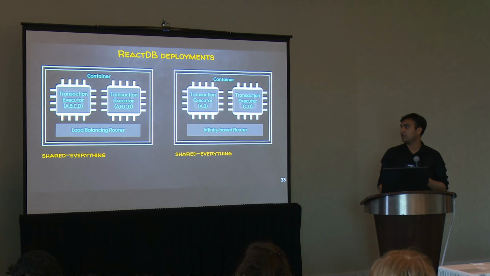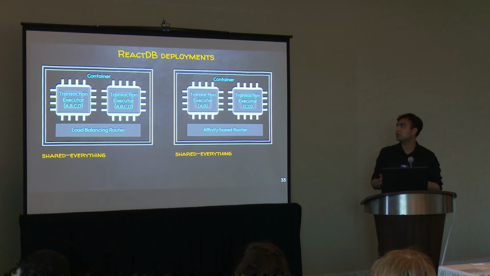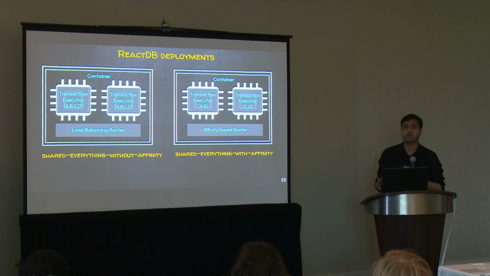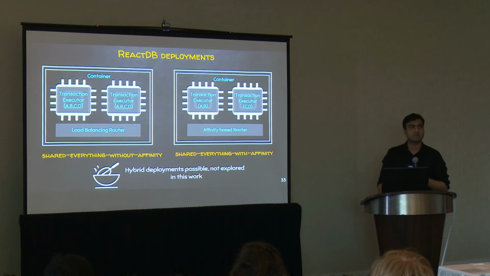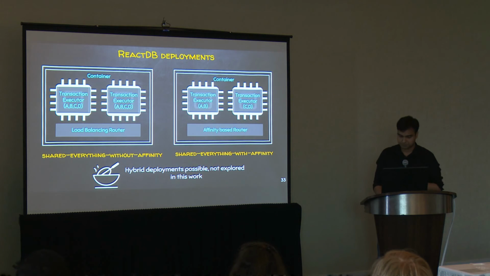Another variant of shared everything deployment is possible where you have a single container with all the transaction executors, but a disjoint set of reactors are mapped to each transaction executor. And then you have a special router that tries to maintain memory access affinities. Now, in order to differentiate between these two deployments, we refer to the classical shared everything deployment as shared everything without affinity, and the other as shared everything with affinity. It's important to note that transaction logic that is executed within only one container is always executed sequentially. So hybrid deployments are also possible, but they have not been studied in the context of this work.